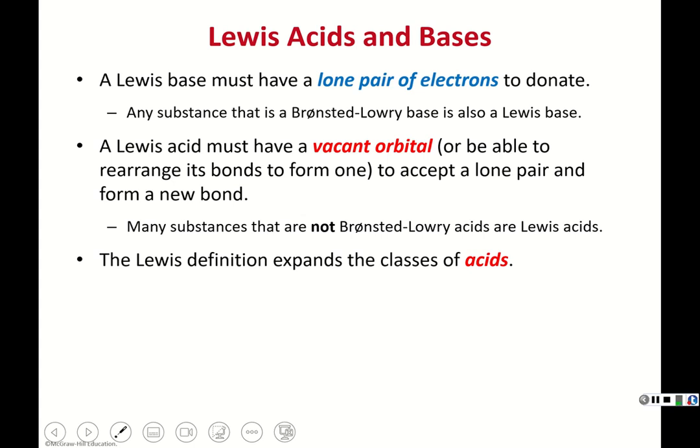A Lewis acid must have a vacant orbital. That's something it can use to accept a lone pair and form a new bond. Many substances that aren't Bronsted-Lowry acids are Lewis acids, because it has nothing to do with protons. You only need to be able to accept electrons to form a bond. So this Lewis definition expands what we could consider acids.